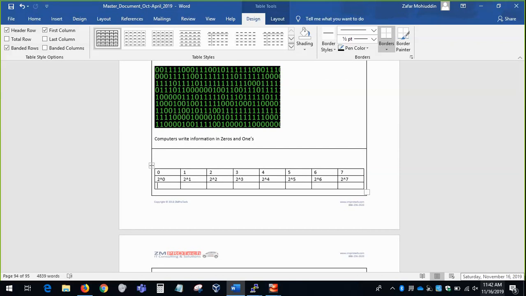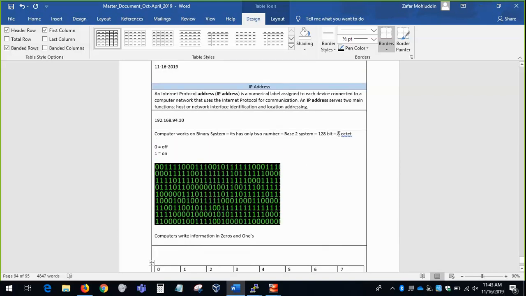So what is 2 to the power of 0? Anything multiplied by 0 is 0. And this is 2 to the power of 1. If you multiply 2 to the power of 1, it's only going to be itself. 2 to the power of 2 is going to be 4. 2 to the power of 3 is going to be 8, and then 16, and then 32. It keeps doubling up. Then 64, and the next one is going to be 128.